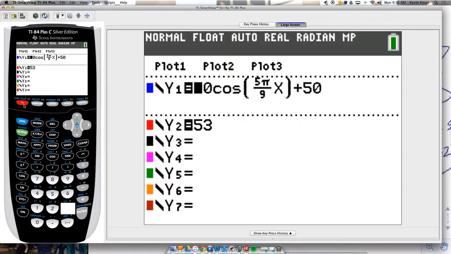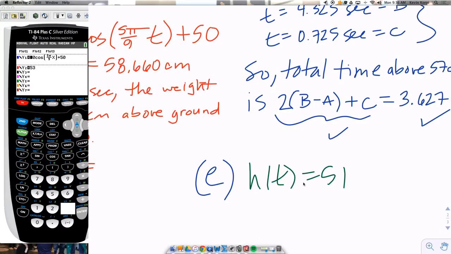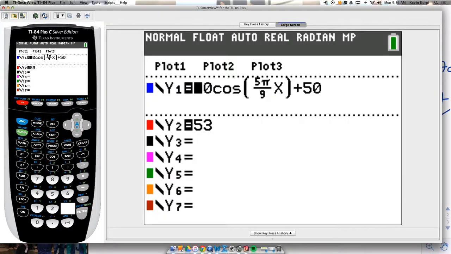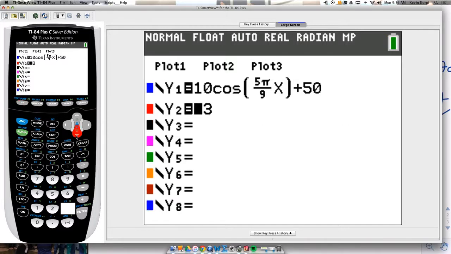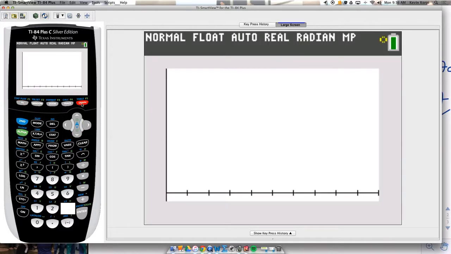Well, let's see. We'll figure that out. I want to know now where h of t equals 51. So that's what I'm going to write on my paper. And one more time, we're going to go to y equals, and instead of 53, we're going to change it to 51, and we get to watch it all graph all over again. We are having a blast. We are experiencing leap day to its finest.